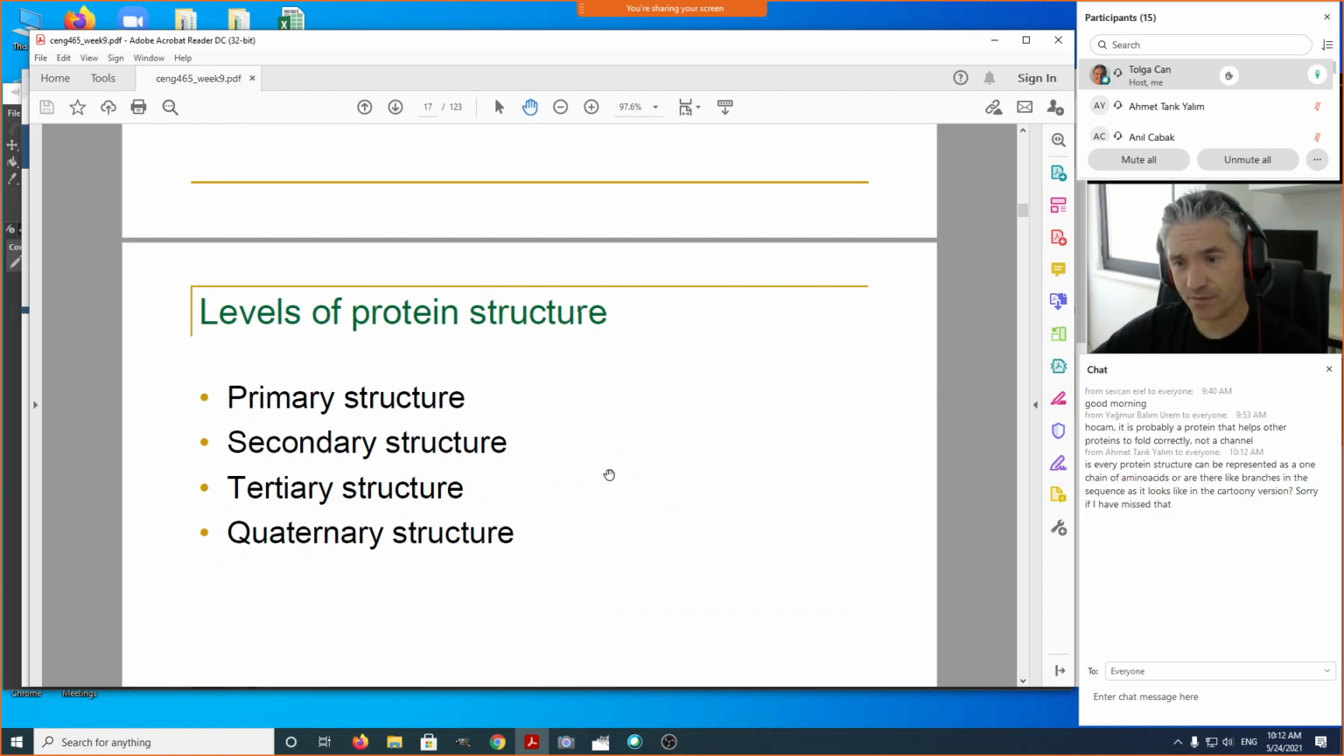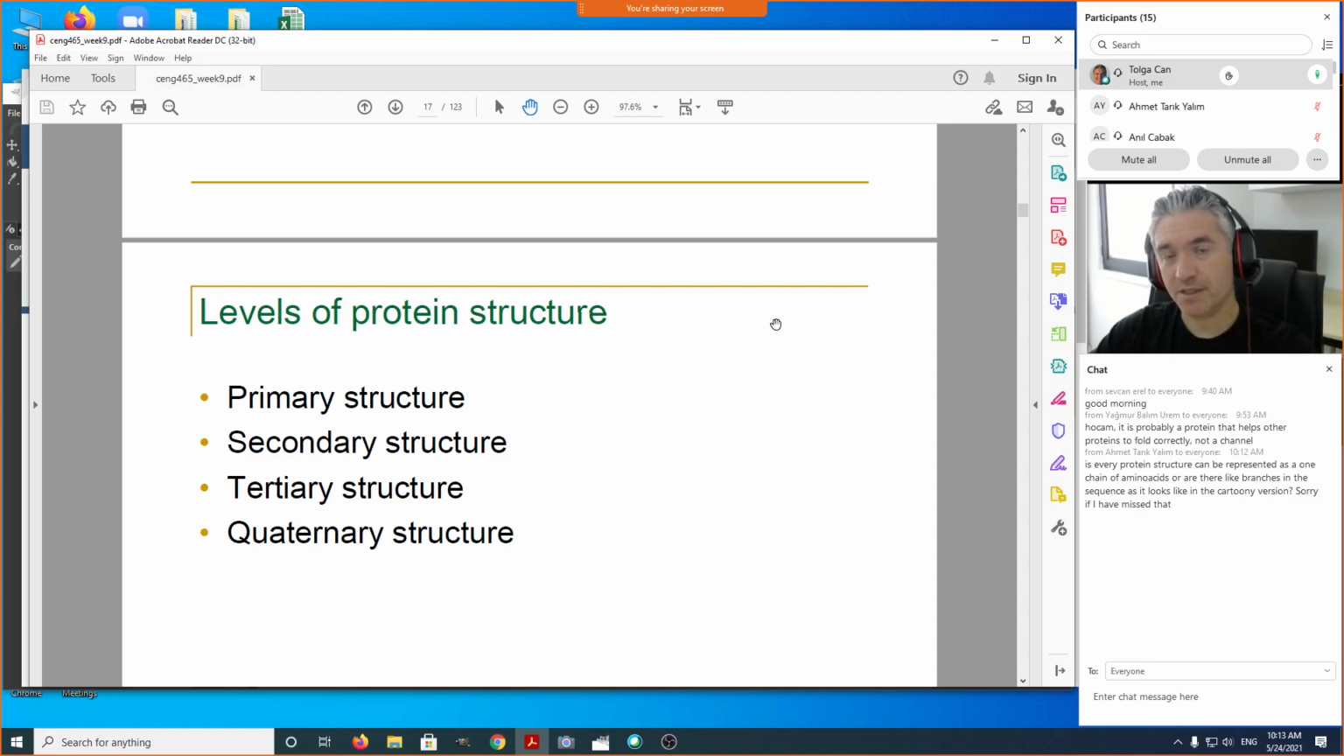I talked about levels of protein structures, and there's a question by Ahmed. Let me read that. Can we represent every protein structure as one chain of amino acids, or are there branches in the sequence? So actually, a protein structure will most of the time be multiple chains of amino acids. There's a single chain of amino acids, and we call that a protein chain or amino acid chain.